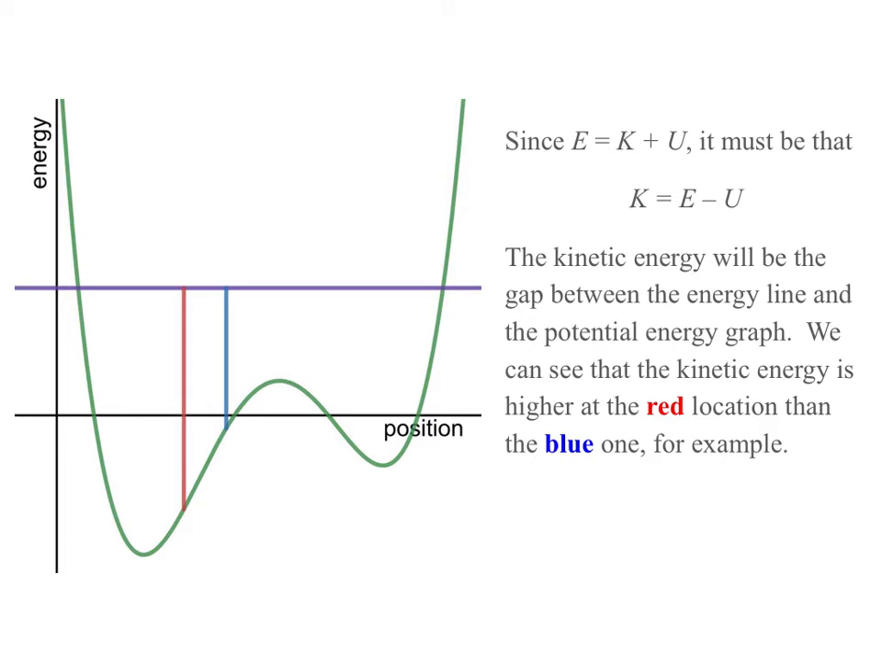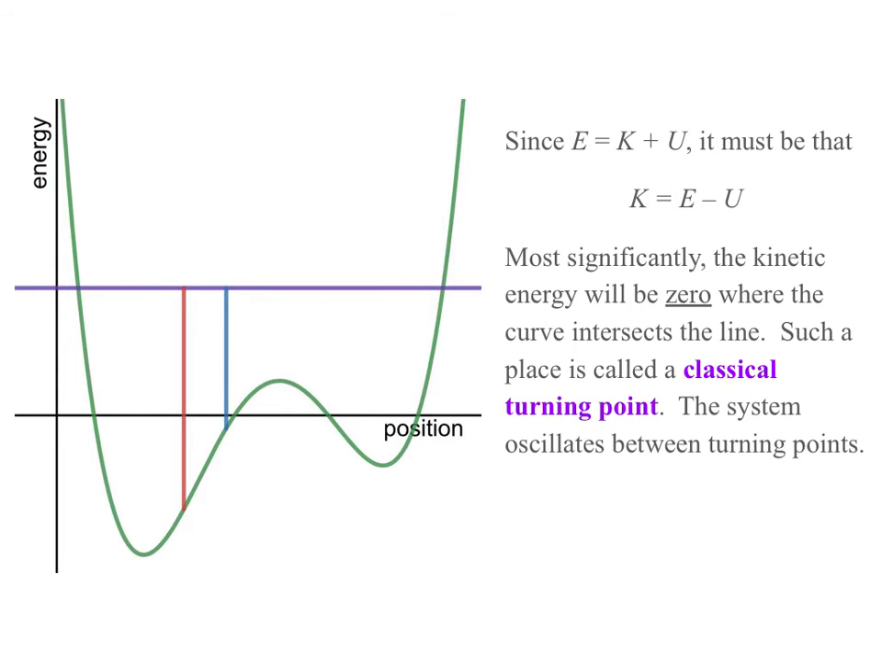Since E equals K plus U, it must of course be true that K equals E minus U. That is, the kinetic energy will be the gap between the energy line and the potential energy graph. You can see the kinetic energy is higher at the red location than at the blue one, because E minus U is a bigger number here than E minus U is there. Most significantly, the kinetic energy will be 0 where the curve intersects the line. So at this spot and at this spot, because intersection is equality, and if we have E equals U, then E minus U is 0.